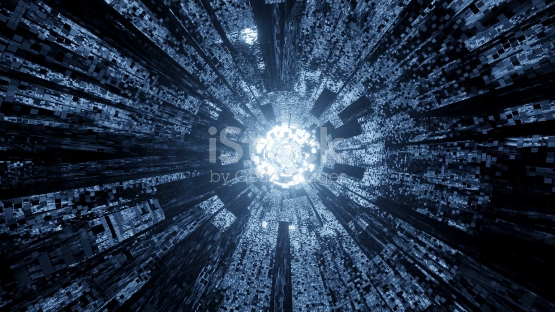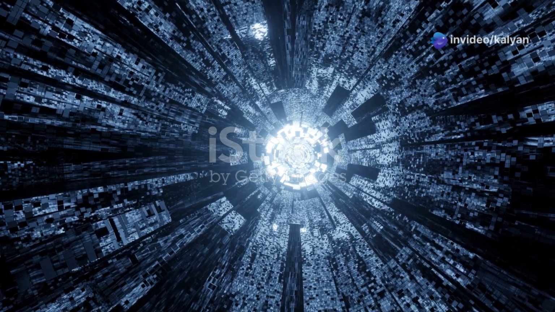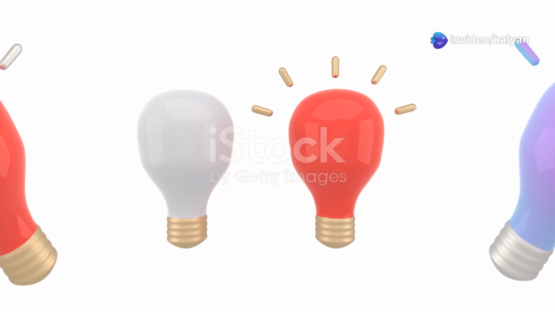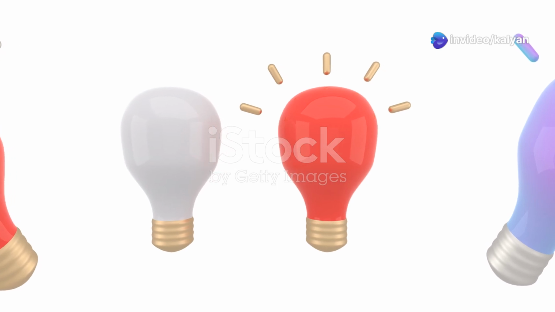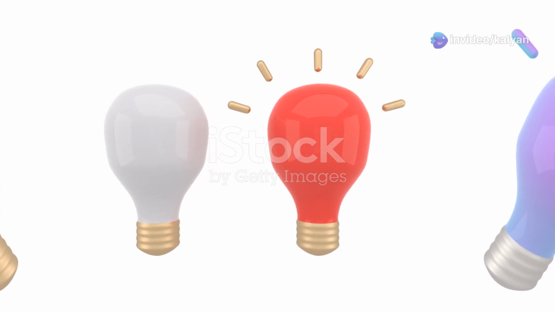Now let's move on to some lighting techniques that can make your scenes pop. Three-point lighting is a classic, using three lights to create depth and dimension. High-key lighting is all about bright, even lighting to minimize shadows.